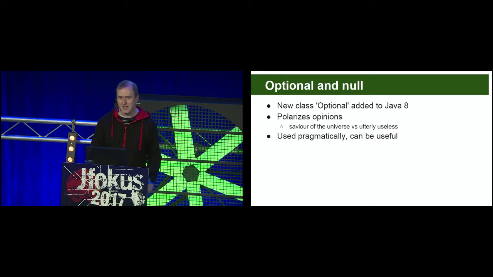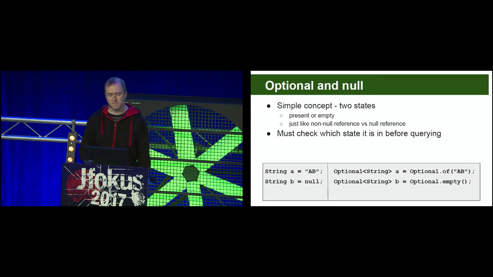I argue that it can be very useful, and hopefully I'll drill into how I use it and how reasonably effective it's been as a result of that. It is just a simple concept. It's a box class that holds a value or holds no value. It's either present with a non-null value or empty, just not there. So obviously, given it has these two states, when you're querying it, you need to determine, is it in the present state or the empty state before you do anything?